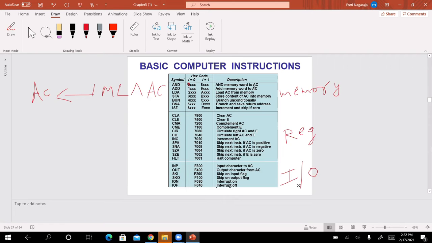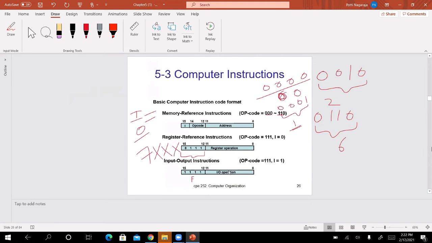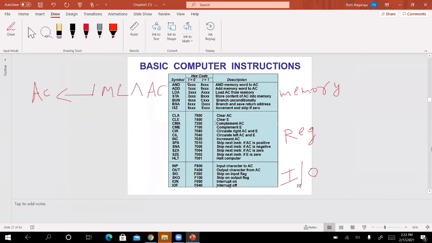Add memory word to accumulator. Okay. And next similarly A. When you get A, which opcode do I have to take? I is 1, opcode is 010. So 1010 is A. So like that.